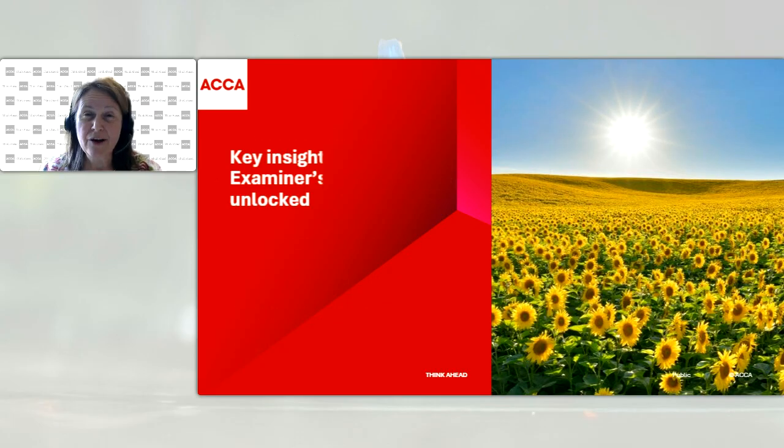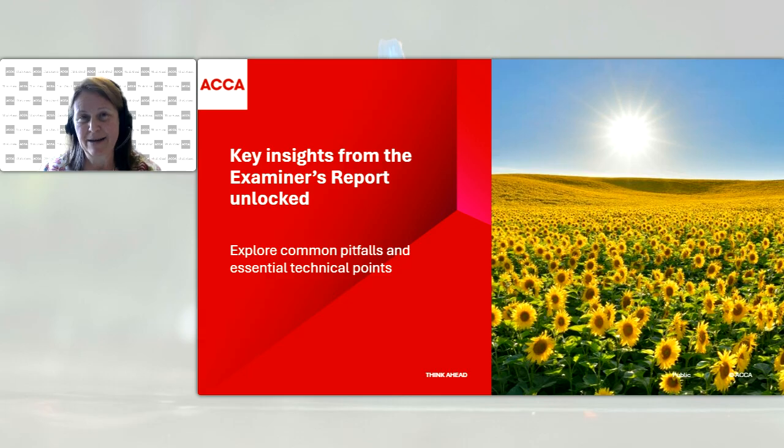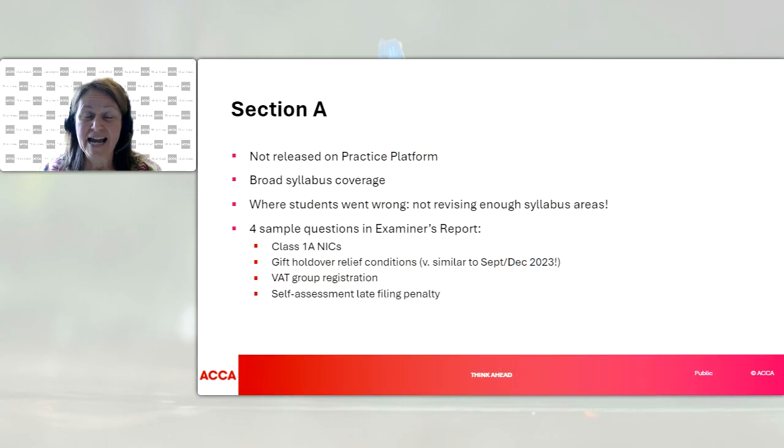So we're going to start with the most recent examiner's report. So that's the one from the March-June sitting. And the examiner's report is really useful because it has some Section A questions which are not released on the practice platform. We don't get to see Section A of the exam in full, so that's the 15 objective test questions, but there are going to be a sample of these in every examiner's report.